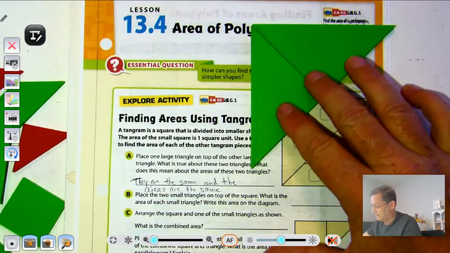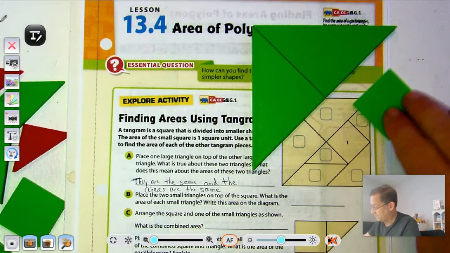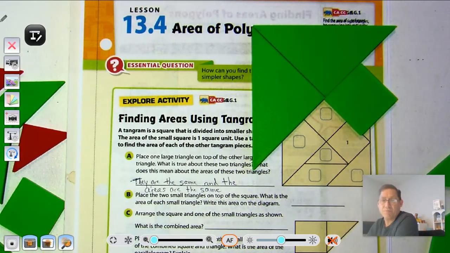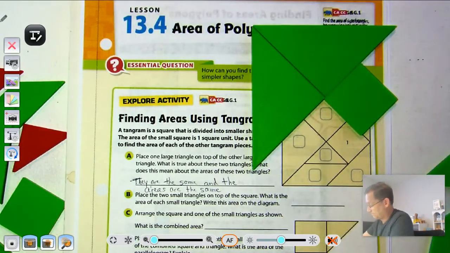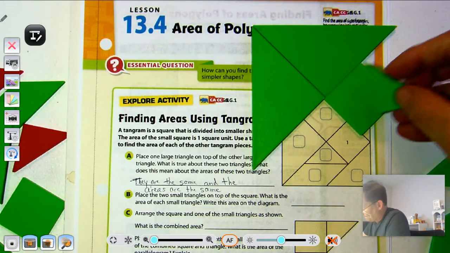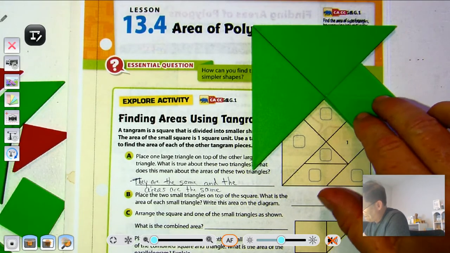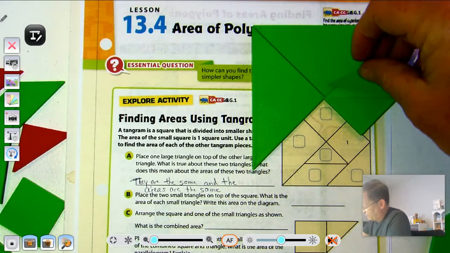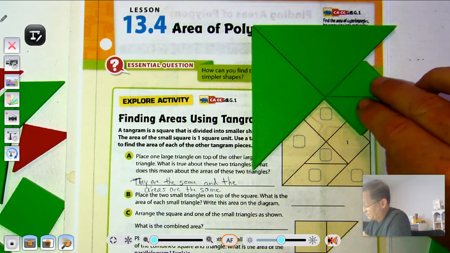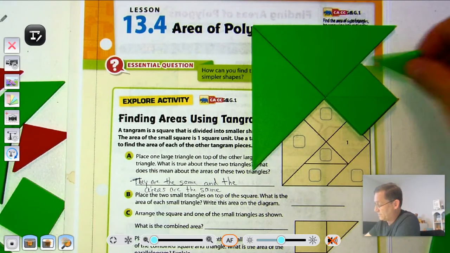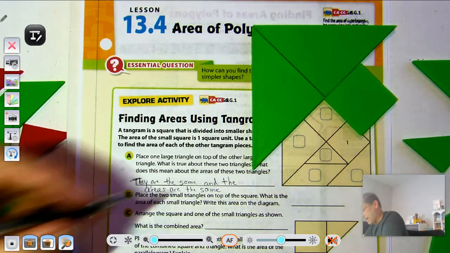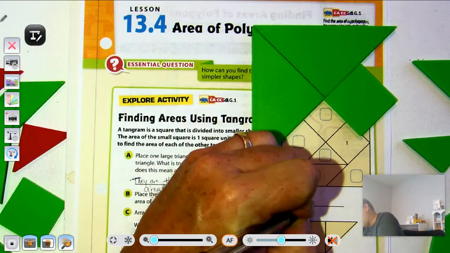All right. Now, what if we took the square, which we said is one square unit, and we put two small triangles on top of it? We put that one like that, and we put the other one like that. Well, we see that two small triangles equals a square, right? So what's the area of each of the small triangles? Well, it's half of that square, right? So half a square unit.